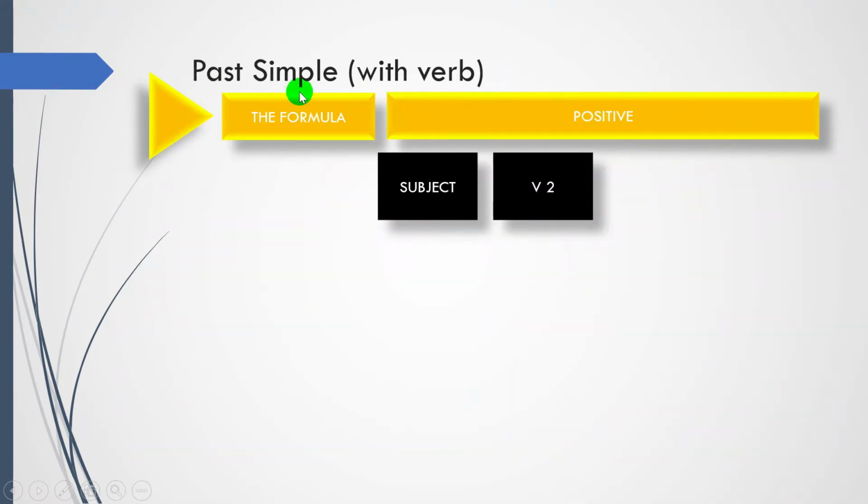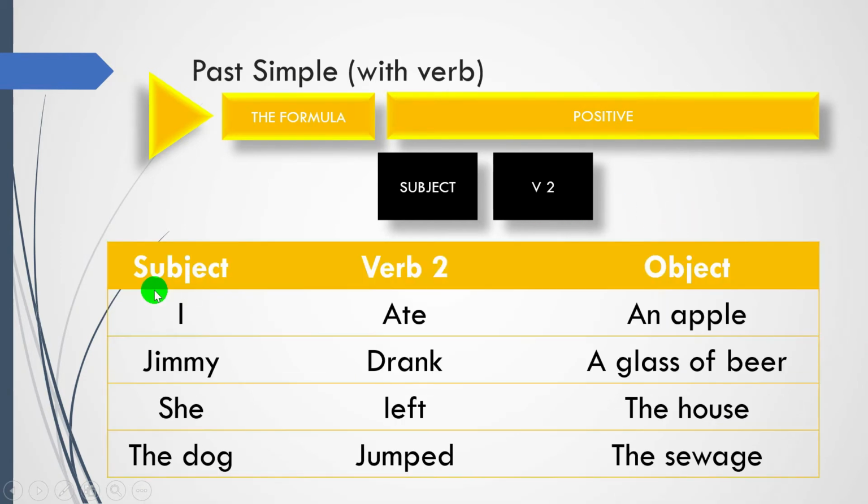Now how about the past simple with verb? For the positive, subject followed by verb 2. I ate an apple until the dog jumped the sewage. So all of this is followed by verb 2 and then the object. For the verb 2, later on I will also explain. I will explain it at the end of this slide.